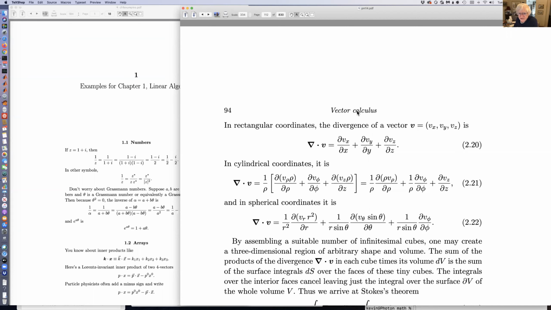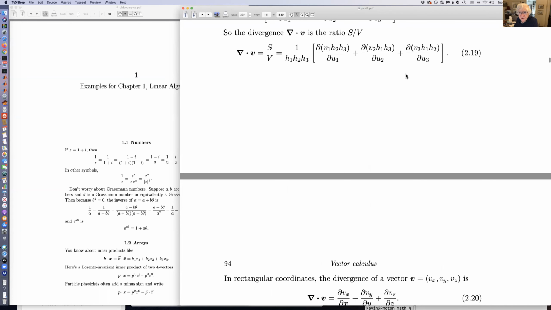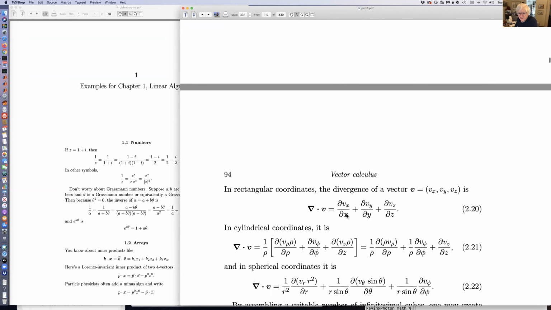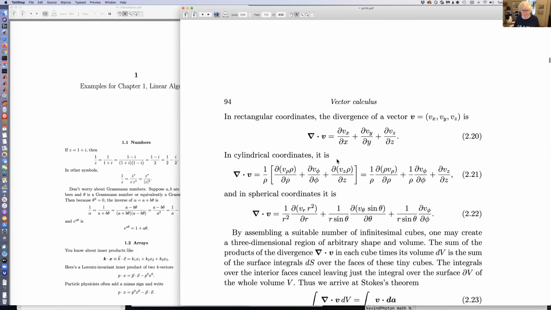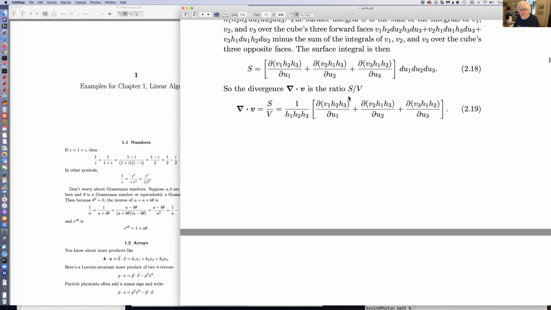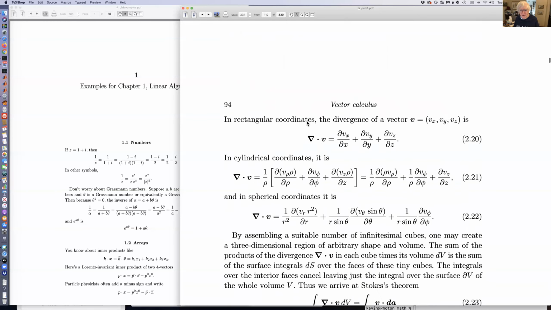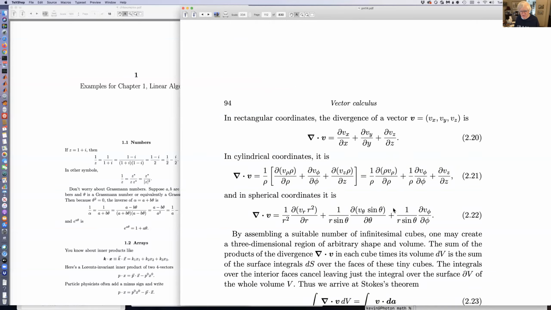In rectangular coordinates, it's very simple because the h's are all unity, so it's just dV1/du1, and so forth, which in this case is dVx/dx, dVy/dy, dVz/dz. In cylindrical coordinates, notice you put in the h's that aren't there. So for V1, you put in h2, h3. For V2, you put in h1, h3. And for V3, you put in h1, h2. And you divide by the product. And so doing that for cylindrical and spherical coordinates, you get these expressions, which I think you can work out.